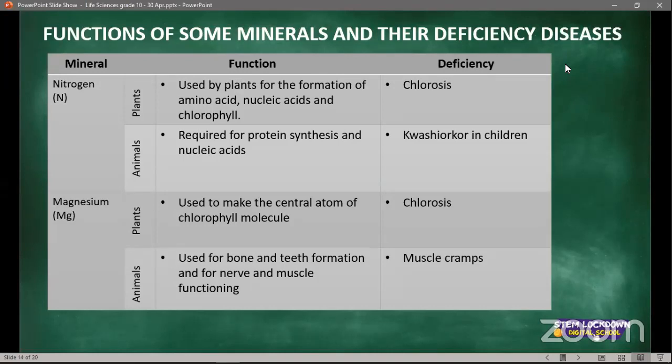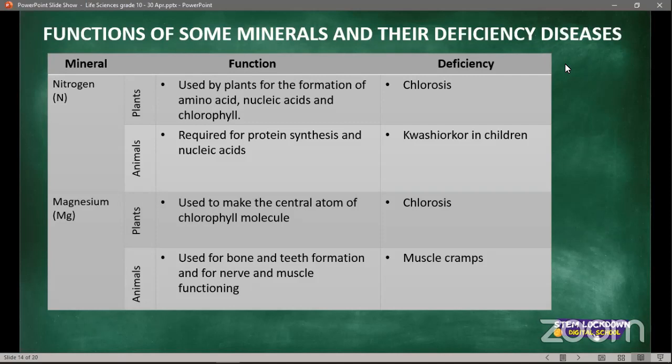Now, nitrogen. Nitrogen in plants is used for the formation of amino acids, nucleic acids, and chlorophyll. The deficiency then causes chlorosis. And in animals, it is required for protein synthesis and nucleic acid. And the deficiency causes kwashiorkor in children.